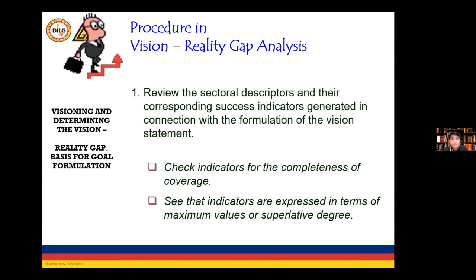So for example, if your descriptor is safe, for example, under the social sector na, if your descriptor for the social sector is safe in the context of public order and safety, and you're going to formulate a success indicator in terms of crime rate. Okay? Crime rate. So how would you formulate a success indicator using the indicator crime rate to its superlative degree, for example? If you're going to define your ideal situation for your LGU, what would be the situation of the crime rate in your LGU if you're going to define an ideal situation? Huh? Anyone? No crime incidents. That's correct. Because superlative degree, di ba? So, or maximum values. So, 0% crime rate. So, that could be a good example.